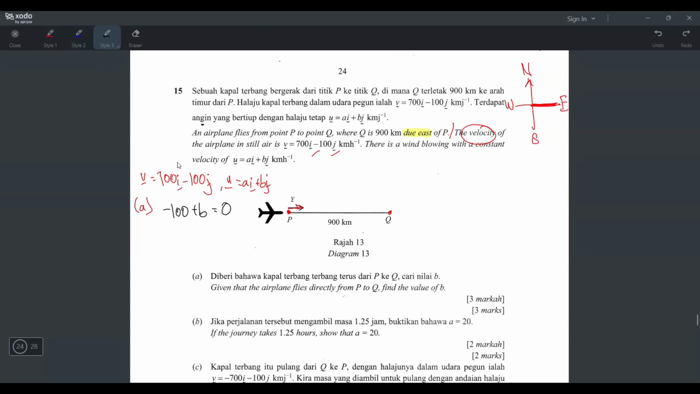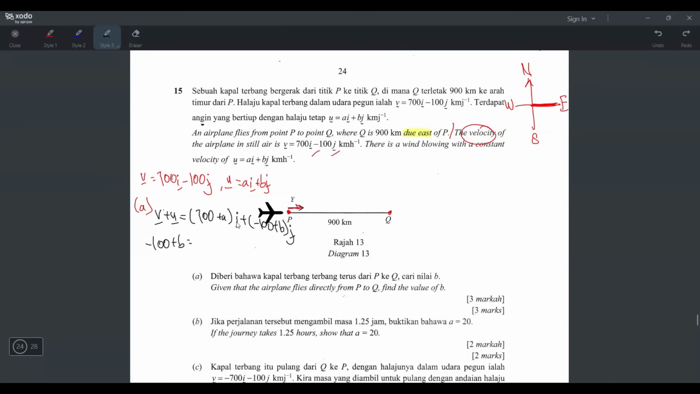This one is the velocity of the aeroplane, and this one is the velocity of the wind. So when you combine them, when you add these two, the J should be 0. I think I'll just do the full working. To find the velocity of the aeroplane, we have to take V plus U. So it'll be 700I plus AI, but I will write it like this: bracket 700 plus A, I. And then negative 100J plus BJ, I'll factorize out the J like that. And then this must be 0. Negative 100 plus B must be 0.